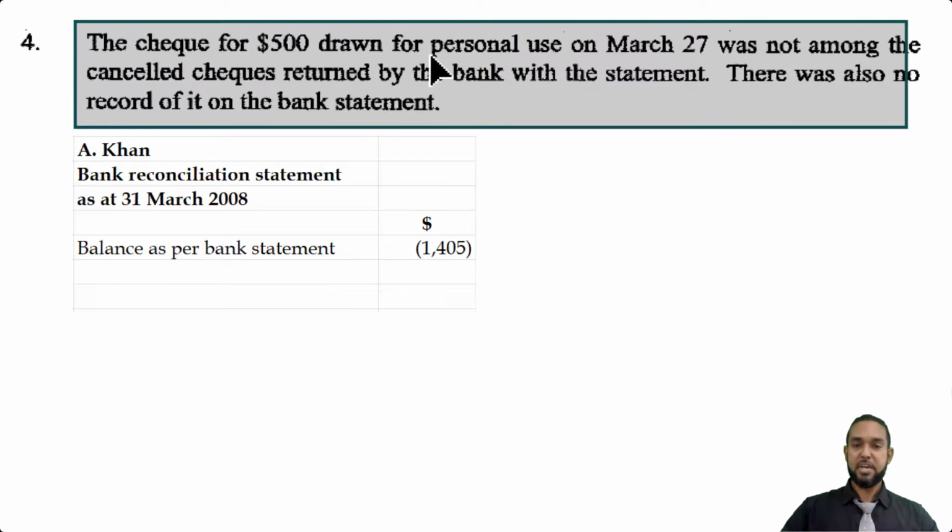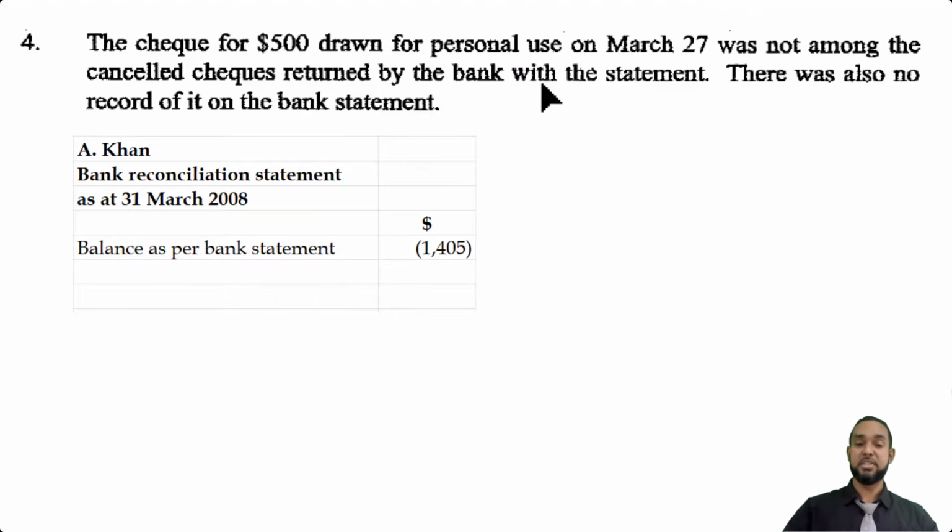It was a check for 500 drawn for personal use that was not among the cancelled checks. In other words, it's an unpresented check. So if you start with the bank statement balance, you now have to adjust it in a way to capture what would happen when this check actually hits the account. In other words, when this check gets to our bankers, what's going to happen? Is money coming into our account or is money going out from the account?